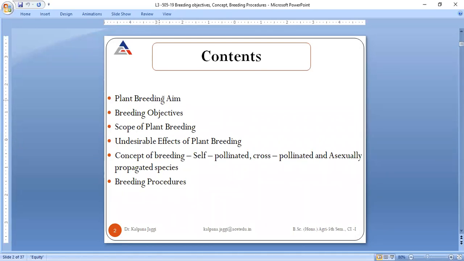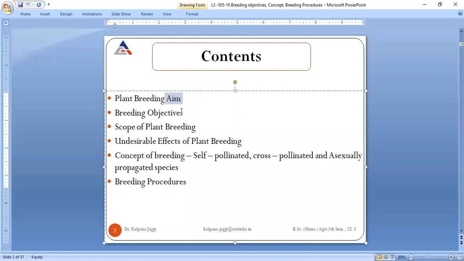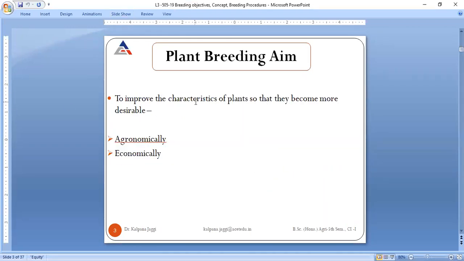Very first, you must be familiar with the aim of plant breeding. Thereafter, we will come to our topic, that is objectives. Also, we will learn about the scope of plant breeding and then certain undesirable effects, then concept, and then breeding procedures. So here is the aim of plant breeding.